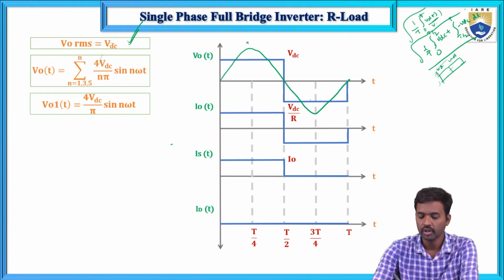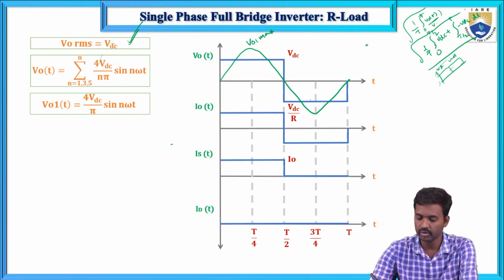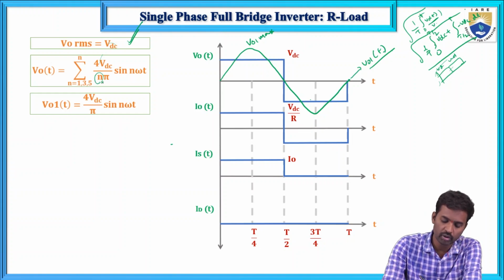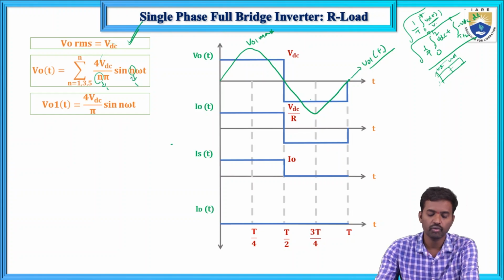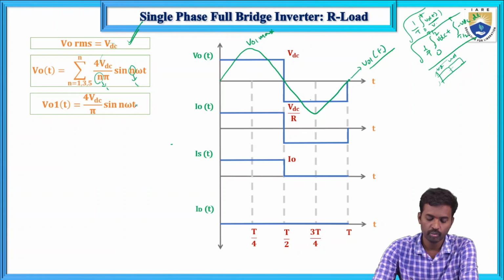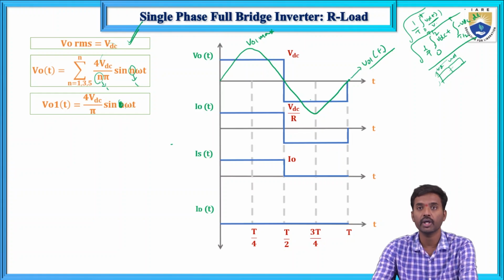So this is the V01 maximum. So here V01 maximum, this is the V01 of T, the fundamental component. First, for this frequency n equals 1, substitute n equals 1 here and n equals 1 here. So V01 of T equals 4 VDC by pi sine omega t.